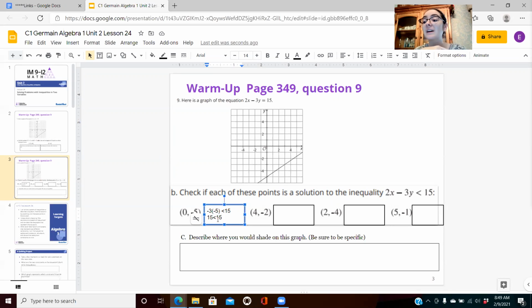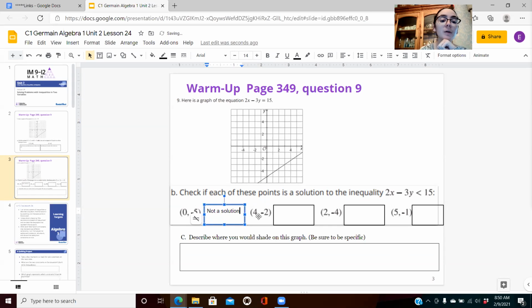Nice job, Abby Wasta. It is not a true statement. Nice job, Cameron. It is not a true statement because 15 is not less than 15. 15 is equal to 15, just like Nassim said. Because we don't have the less than or equal to, it's not a true statement, so it is not a solution.